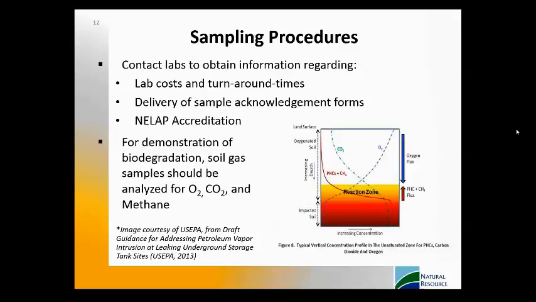Demonstration of biodegradation, that's under Tier 3. If you're going to want to go through that exercise, it's recommended that the soil gas also be sampled for oxygen, carbon dioxide, and methane. By doing so, it's another line of evidence to prove that the vadose zone does support biodegradation.